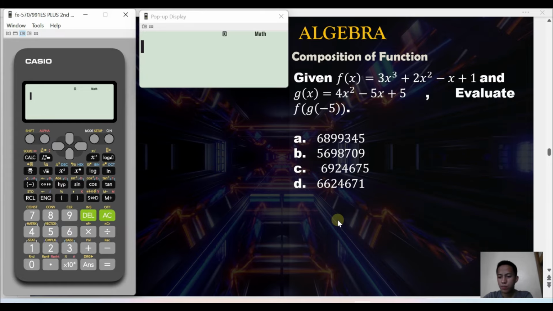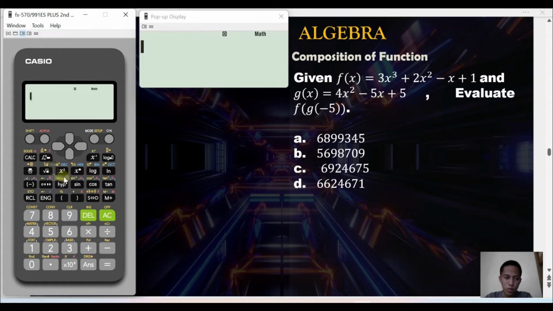So we have here guys composition of a function. So basically guys, yung composition of a function is yung function within a function. So sa problem na to, f of x is equal to 3x cubed plus 2x squared minus x plus 1. And if g of x is 4x squared minus 5x plus 5, evaluate f of g of negative 5. So, from the inner muna tayo guys. So, yung g of negative 5, i-evaluate muna yan. And after you evaluate that, yung value nung g of negative 5, siya yung isasubstitute natin sa f of x.